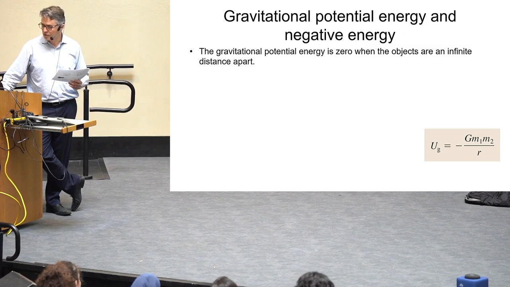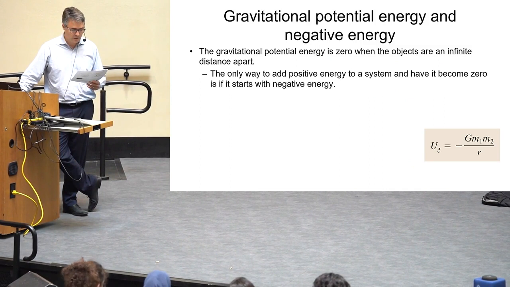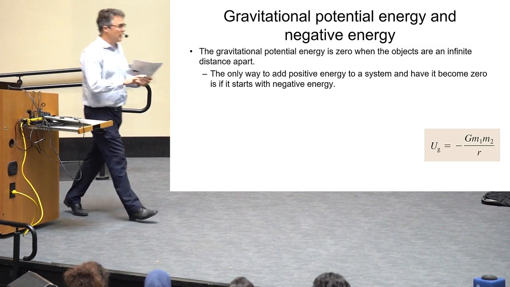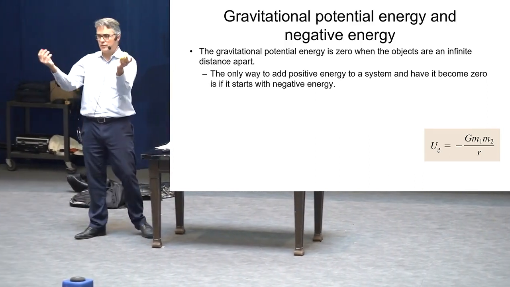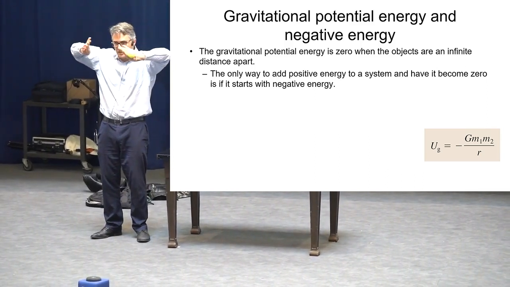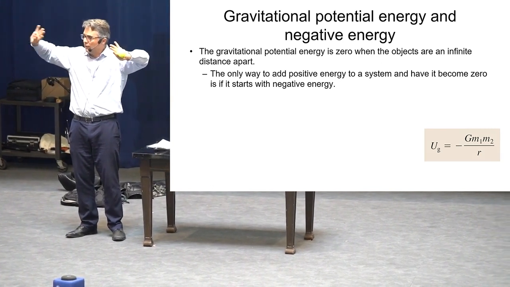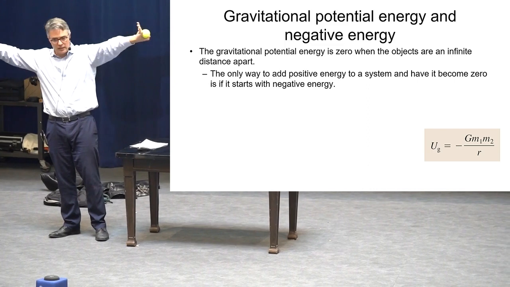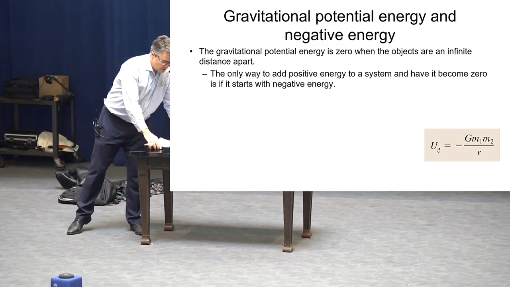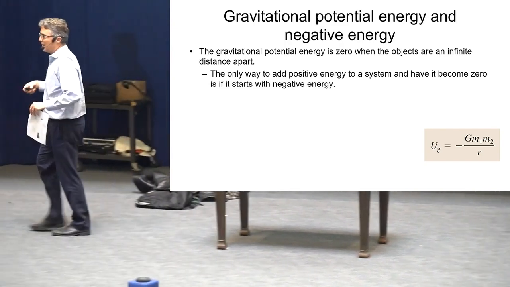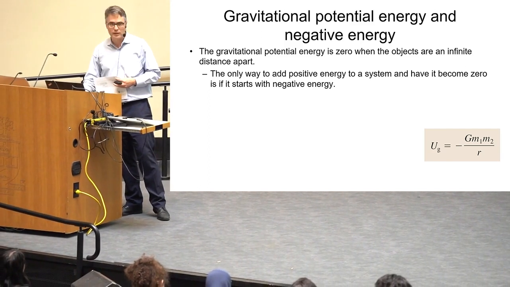So the gravitational potential energy is 0 when objects are infinite distance apart. You add positive energy to a system by doing work. If these two objects are attracted to one another and I want to separate them by pushing them away from each other, then I must be doing positive work on the pylon and positive work on the tennis ball. So how can you add energy to a system and then get it to be 0 when they're infinitely far apart? It has to be negative energy. That's why we define it to be negative.